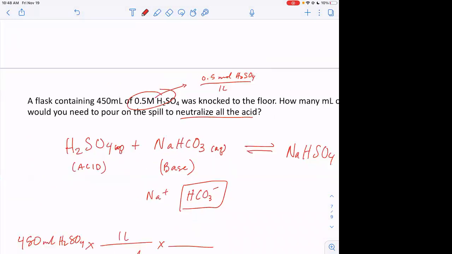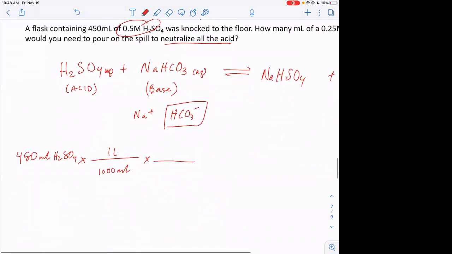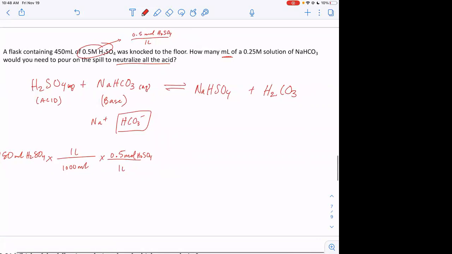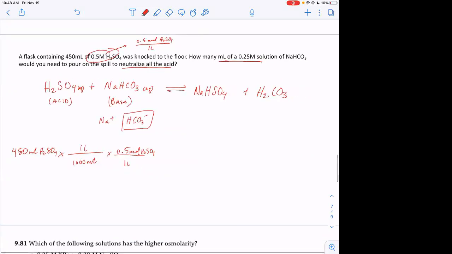So, do what? So I've converted my volume of acid to liters, and now I want to use the molarity to convert to moles. So I'm going to say for every 1 liter, it's 0.5 moles H2SO4. But it's asking me how many milliliters of a 0.25 molar solution of sodium bicarb would I need to pour on the spill to neutralize all the acid.